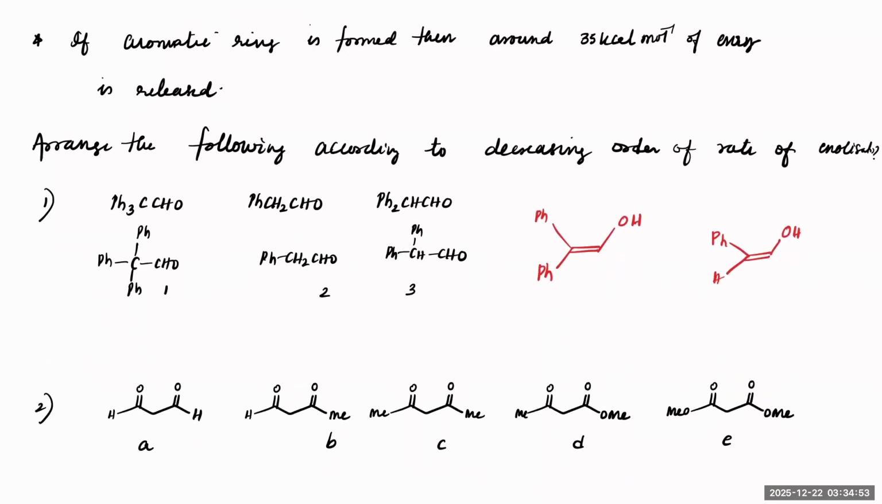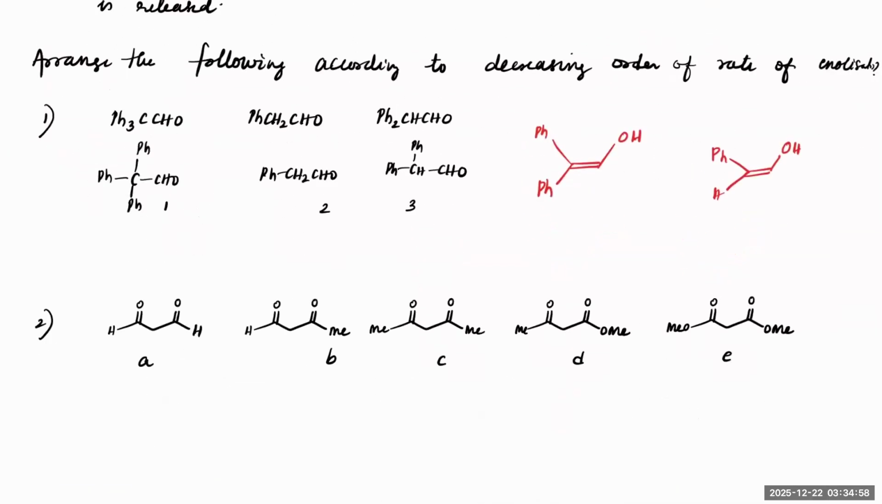Now check out what will be the following according to the decreasing order of rate of enolization. Check out the first case. In the first case, there is no alpha hydrogen only. So there is no tautomerism.